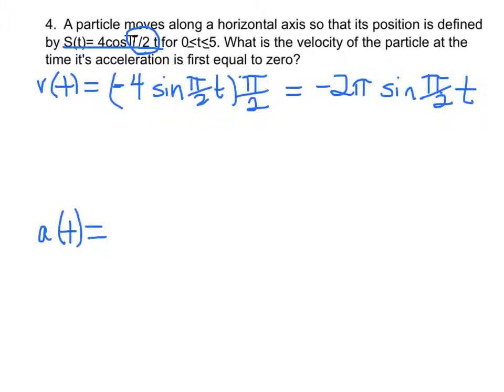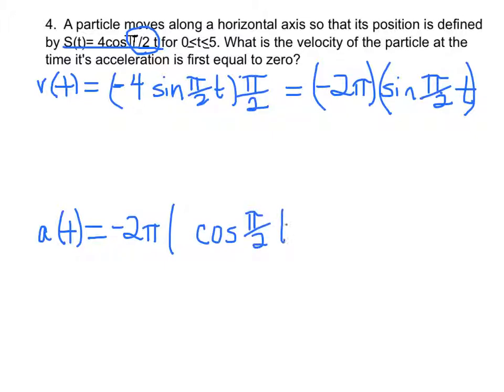Alrighty, so then I would probably, you can do product rule if you so choose, that's completely up to you. So I'm going to take the first, which is negative 2 pi, times the derivative of the second, and the derivative of sine rather is cosine. We have pi over 2t, and then we have to take the derivative of the inside, which would be pi over 2. Okay? And then we can simplify that a little bit, and you can see that the 2's will cancel out, and then you've got pi times pi with a negative there.